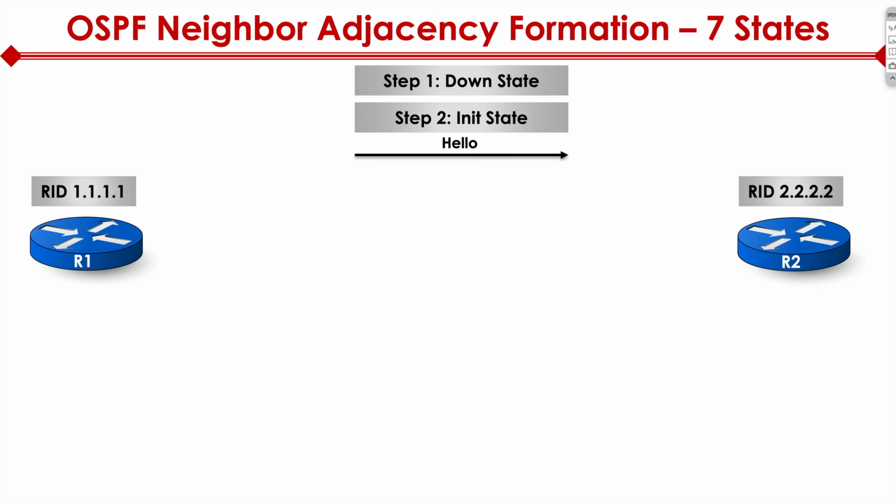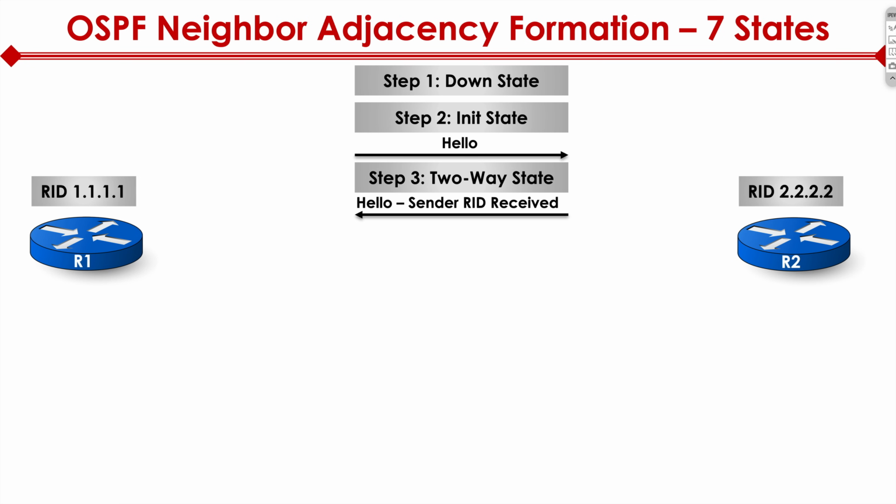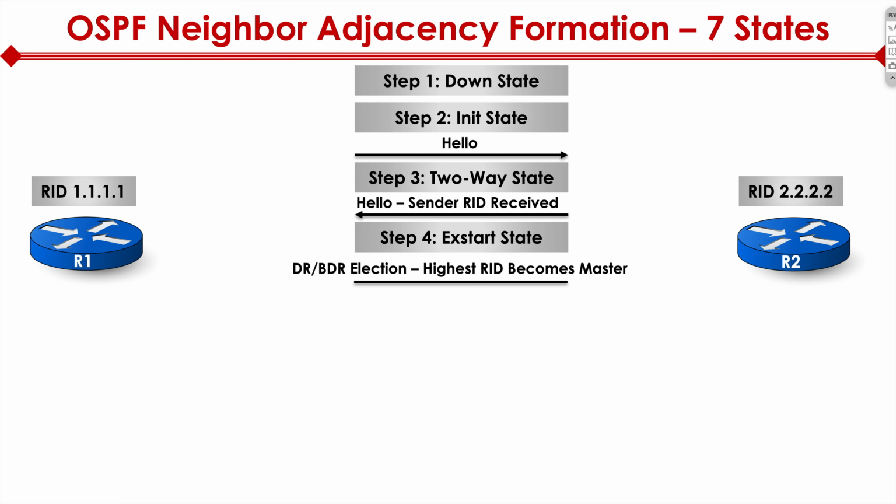Step 2 is called init state, also known as initialization state. This is where router 1 would send a hello message to router 2. Step 3 is when router 2 will respond back to router 1. And in that hello message, router 1 will actually get its own router ID back from router 2, like a boomerang. When that happens, it achieves what's called a two-way state, meaning it now knows that I have a neighbor who has acknowledged my presence, so now you can start talking to each other.